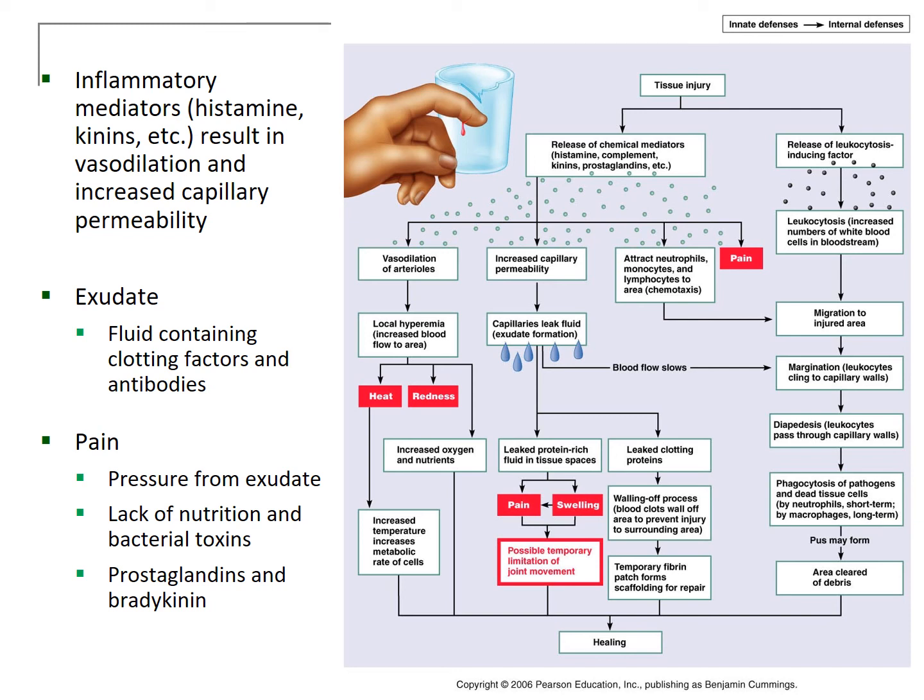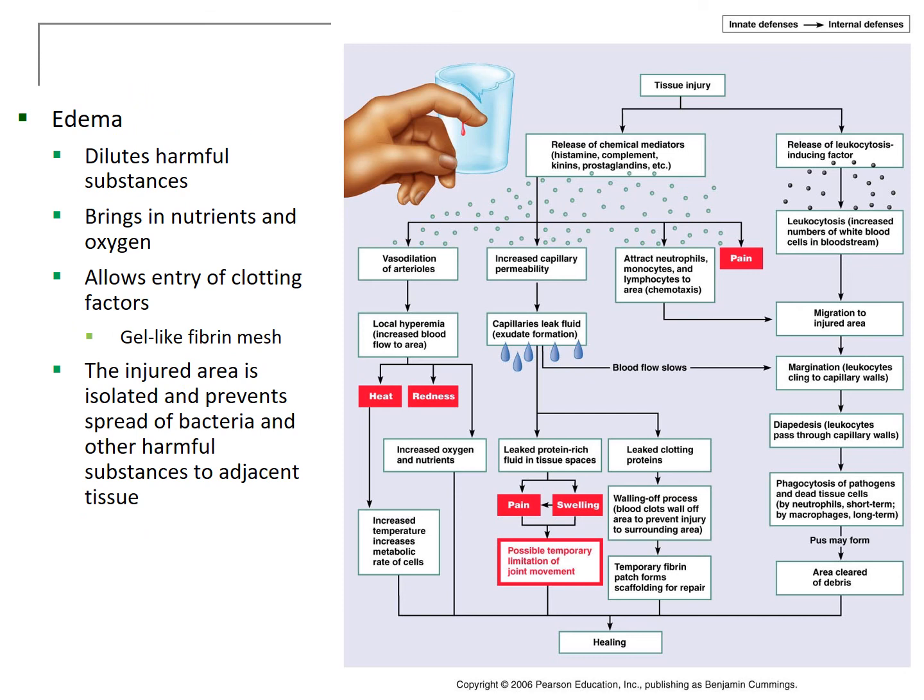You can also get localized pain from bacterial toxins. When this walling off process occurs, you can get pain from lack of nutrition to the area, and you can also get pain directly from prostaglandins and bradykinin. Now, what edema is going to do is it can act to dilute harmful substances like bacterial toxins. It can bring in nutrients and oxygen. It can allow the entry of clotting factors. And eventually it's going to isolate the injured area and keep this injury localized instead of going systemic.